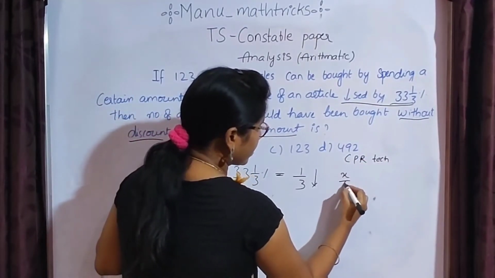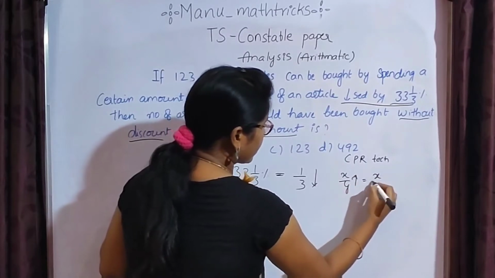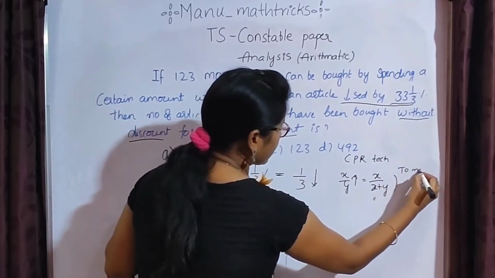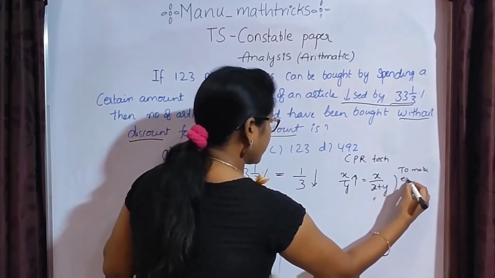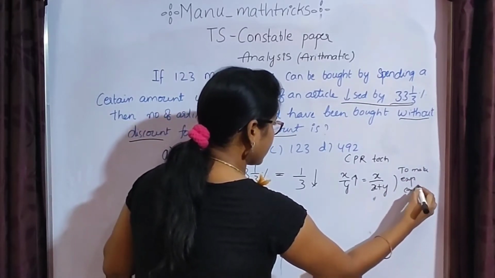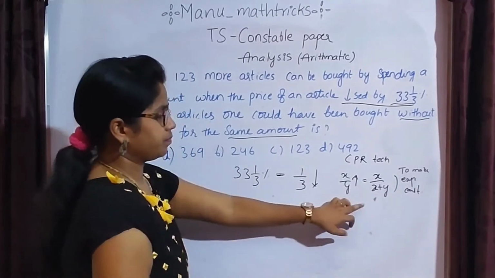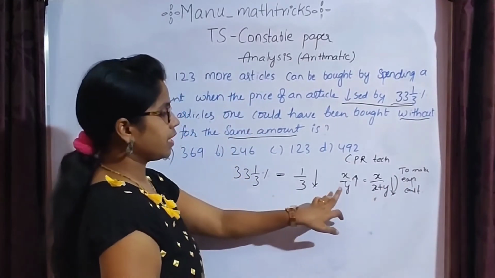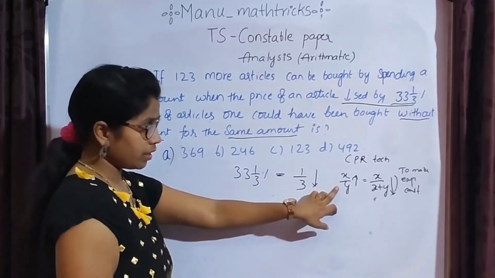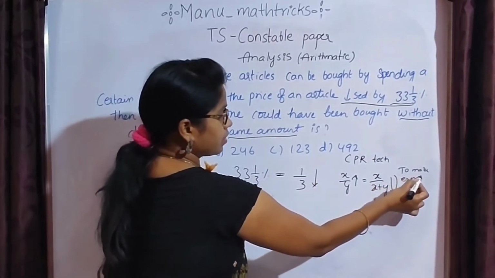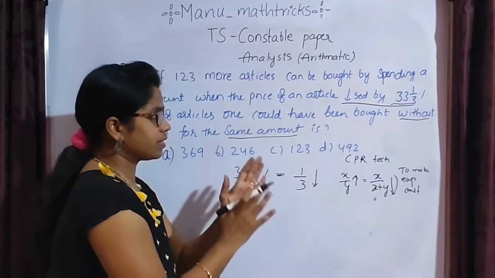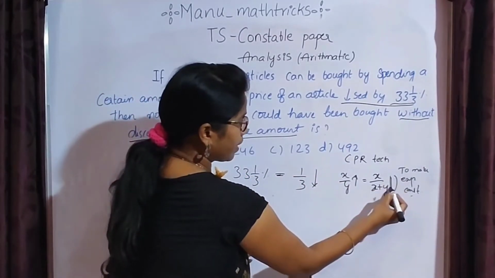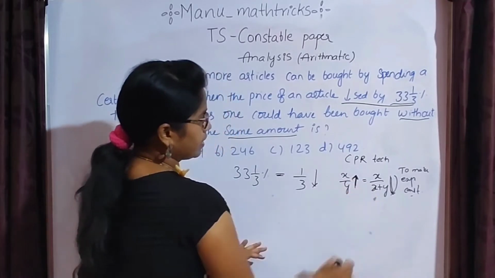That is, if x by y increases, x by x plus y decreases, to make expenditure constant. Nothing but if the price of an article decreases, the number of articles bought will be increased. To make expenditure constant means for a certain same amount, if the price is decreased, we'll get more articles.